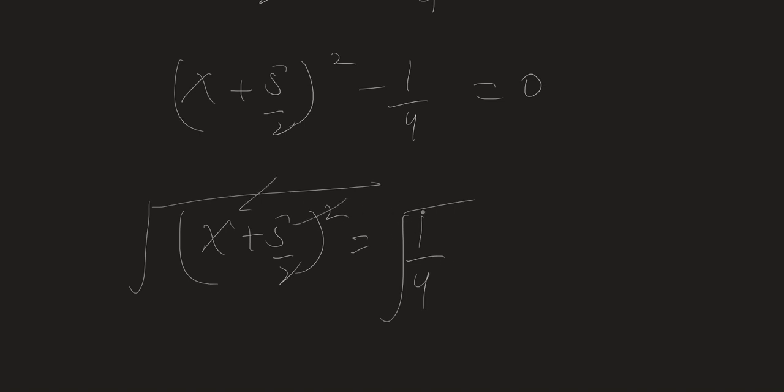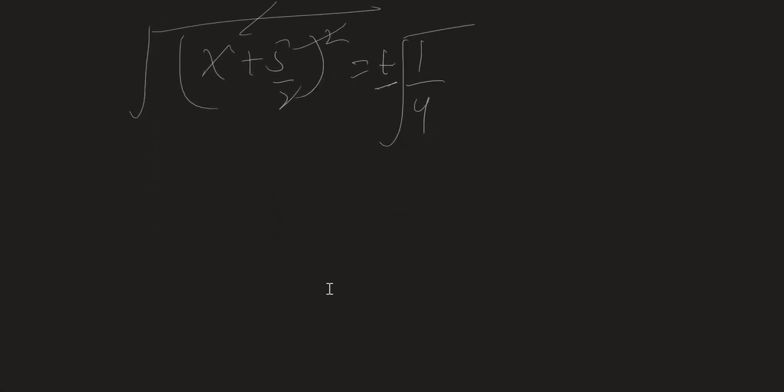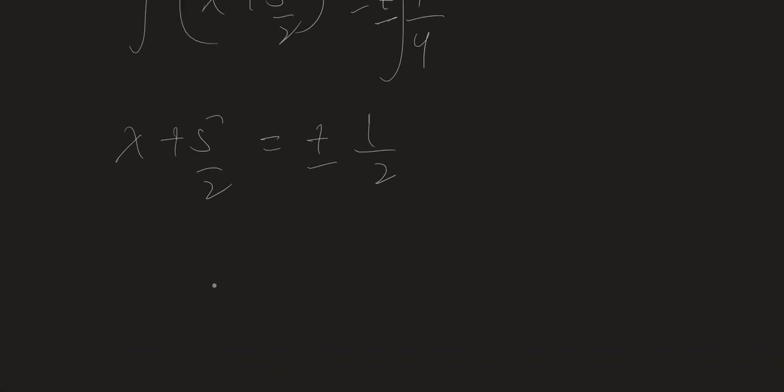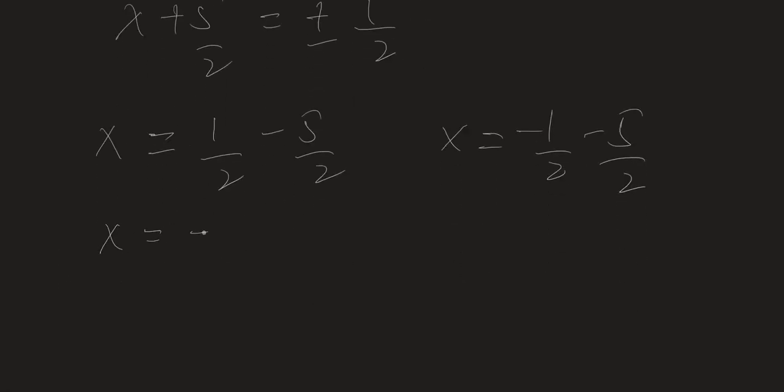Whenever we take a square root, we get two values, a positive and a negative value. So we'll write plus minus with this. The square root of 1 over 4 is 1 over 2. So from here we'll get 1 over 2 minus 5 over 2 and minus 1 over 2, as it's plus minus, minus 5 over 2. So from here we'll get minus 4 over 2, which is minus 2, and minus 6 over 2, which is minus 3. So these are the two solutions for the quadratic equation.